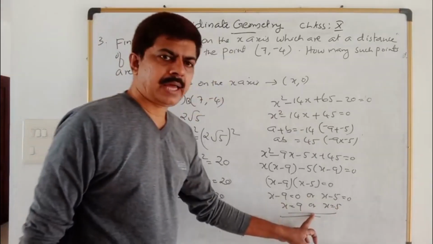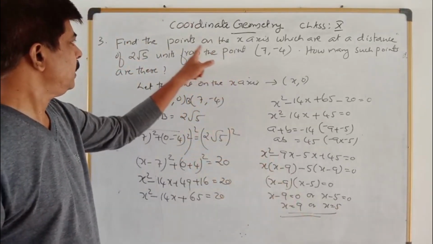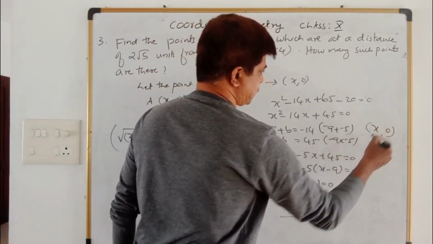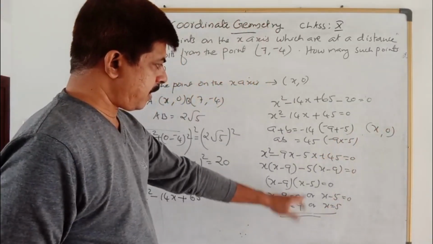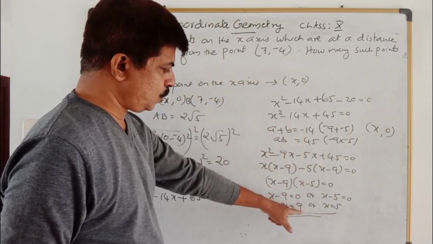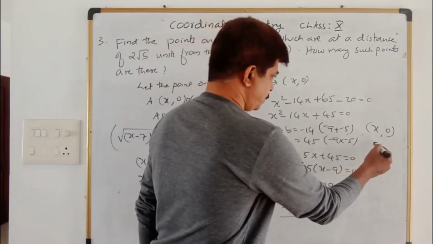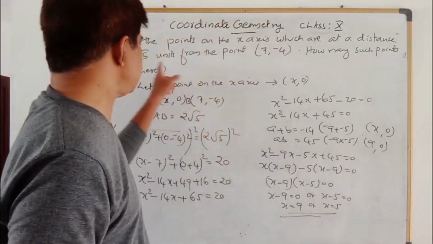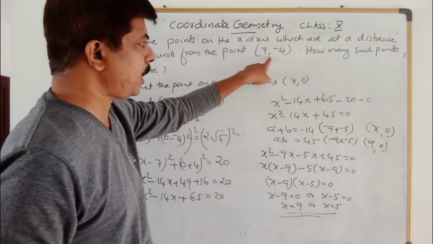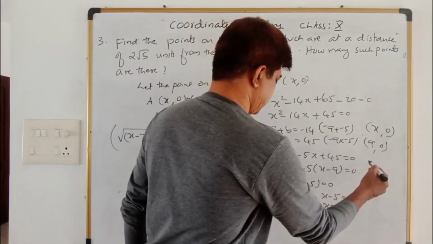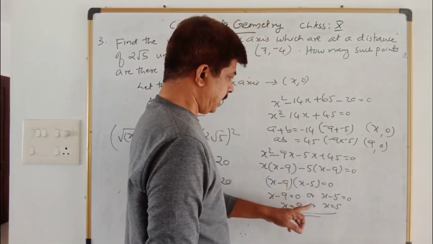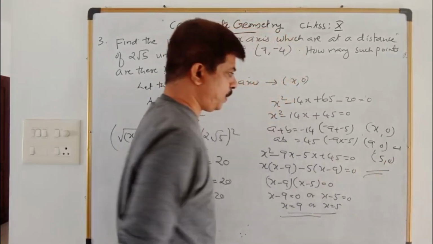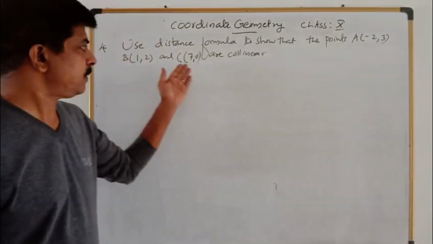But these are the values of x, but we are asked to find the points on the x-axis. Generally points on the x-axis will be denoted by (x, 0), but as the polynomial function gives us 2 x values, there will be 2 points on the x-axis which give us distance 2 root 5 units from this point. So we have 2 points: one is (9, 0) and the second point is (5, 0). These are the 2 points. Clear? Okay, here is our fourth question.